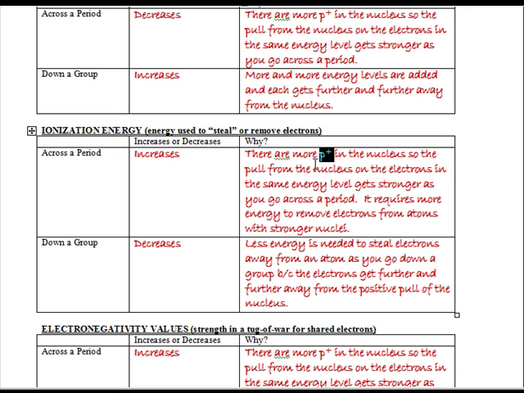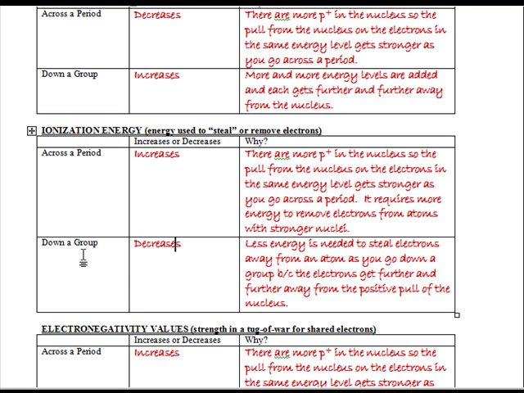So as we go across, there are more protons in the nucleus, so the pull from the nucleus on those electrons that they're trying to steal is stronger. And it requires more energy to remove electrons from atoms with stronger nuclei. So more protons, stronger nuclei, harder to steal, so we need a lot of energy. It increases.